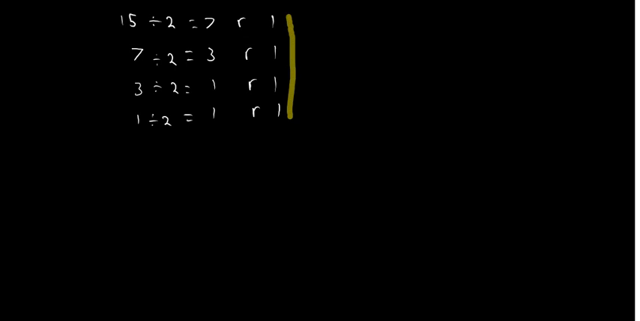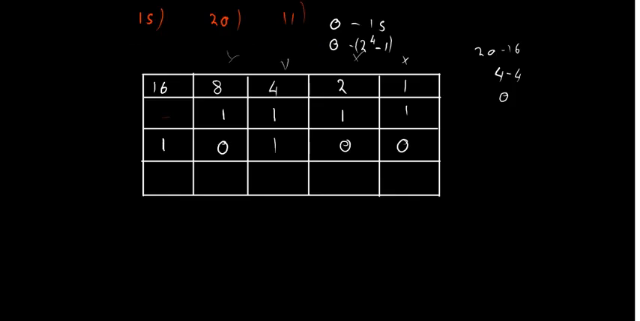What do we do afterwards? We read it going upwards like that. Why am I even using a highlighter, for goodness sake? We read it going upwards like that, right? So our binary is 1 1 1 1, which is what we got here. That's the binary representation of 15.